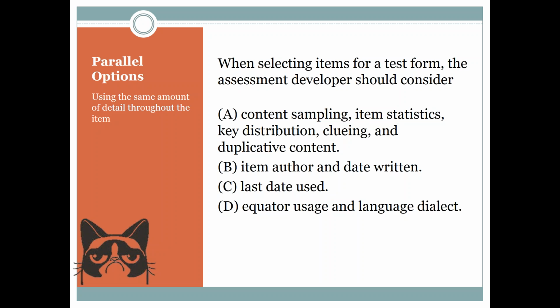So in B, C, and D, we have either two thoughts or a single thought. So B is what? Item, author, and date written. C is last day used. And D is another two-thought process. Versus A, you have content sampling, item statistics, key distribution, cluing, and duplicative content. So again, you could probably assume with all the additional detail, it is most likely going to be your correct answer, or your key.